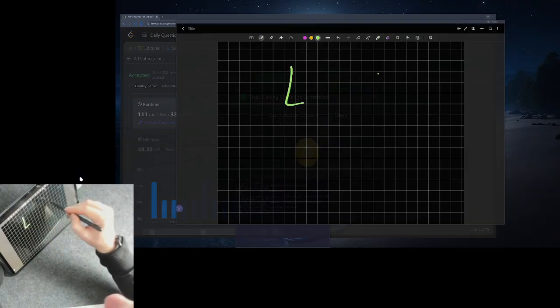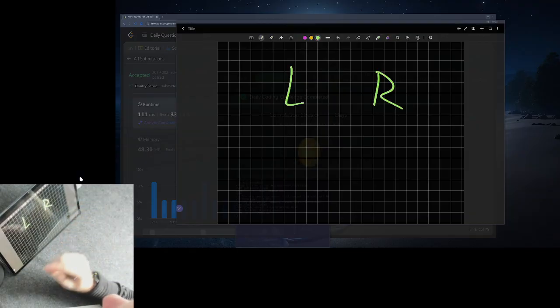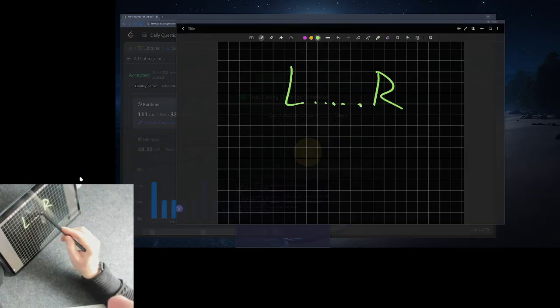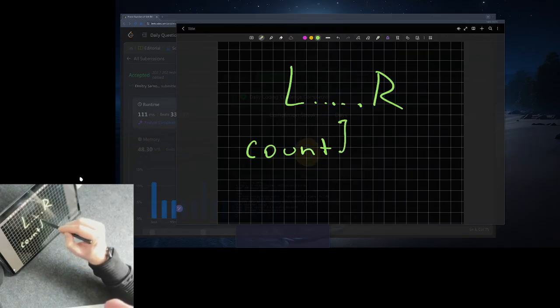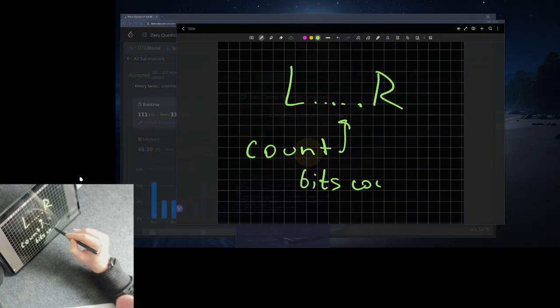Easy problem today. So we have two numbers, left and right. We want to count the numbers that have a prime number of set bits.